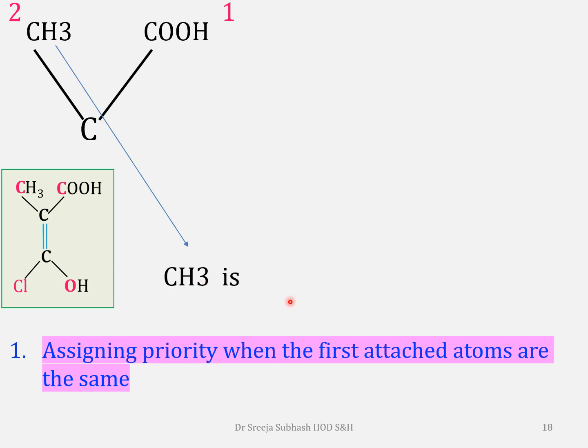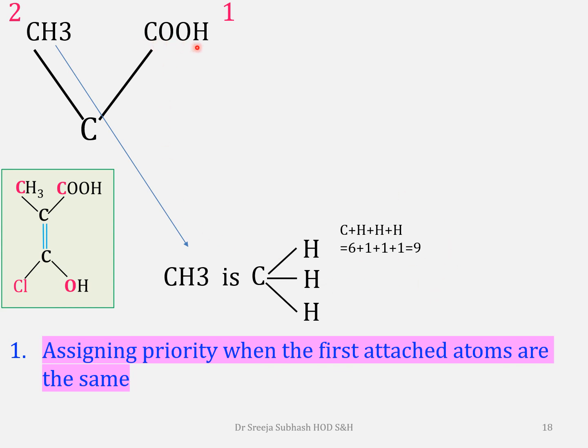CH3 is written as C connected to 3 hydrogen groups like this: hydrogen 1, hydrogen 2, hydrogen 3. This is CH3. And then we can consider the atomic numbers of the second atoms also. Then this becomes C plus H plus H plus H, or 6 plus 1 plus 1 plus 1. In total, 9.